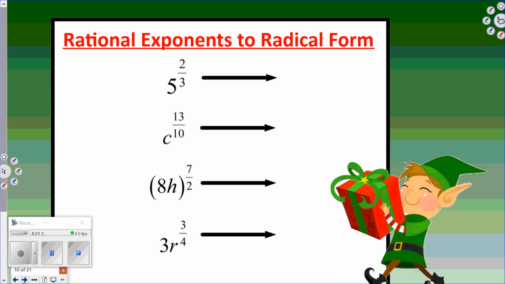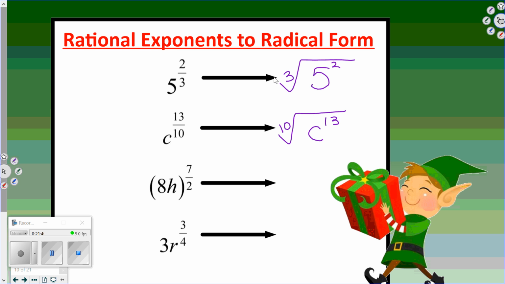All right. Rational exponents to radical form. Going back the other way now. So 5 to the 2/3. What root is this? 3. And it would be 5 squared. Again, for today, you can stop there. I'm just looking at, can you flip it to the other form? So c to the 13/10. What root? The 10th root of c to the 13.